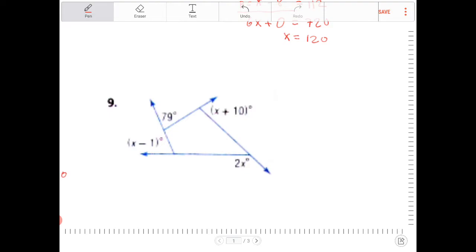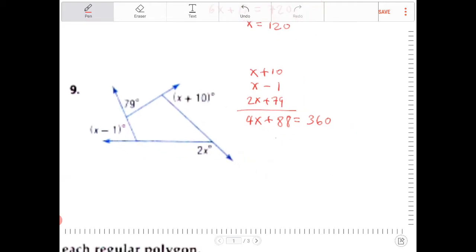And again, same thing. I take x plus 10, add it up with x minus 1, add it up with 2x and 79. Add them all up, I get 89 minus 1 is 88, plus 4x is equal to 360. Subtract 88 from both sides, I get 4x is equal to, what does that turn out to be? 272? Yes, indeed. Divide by 4, x is equal to 68.